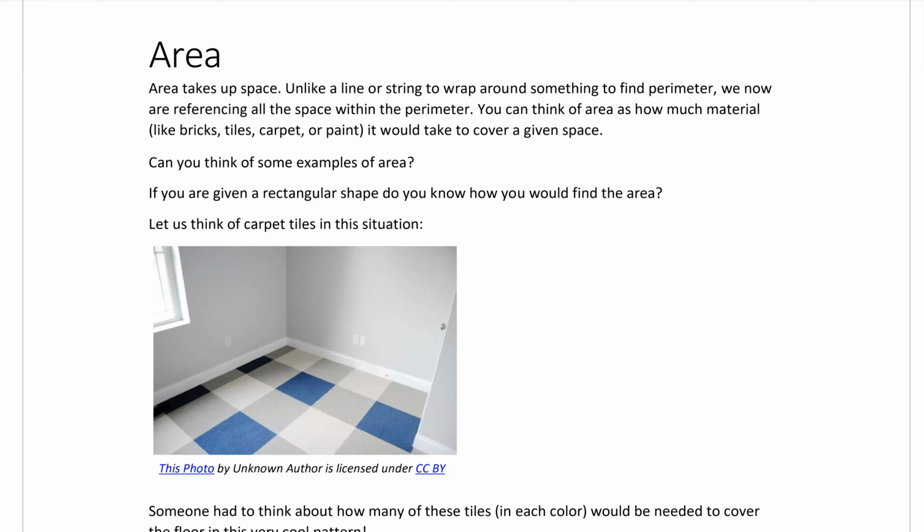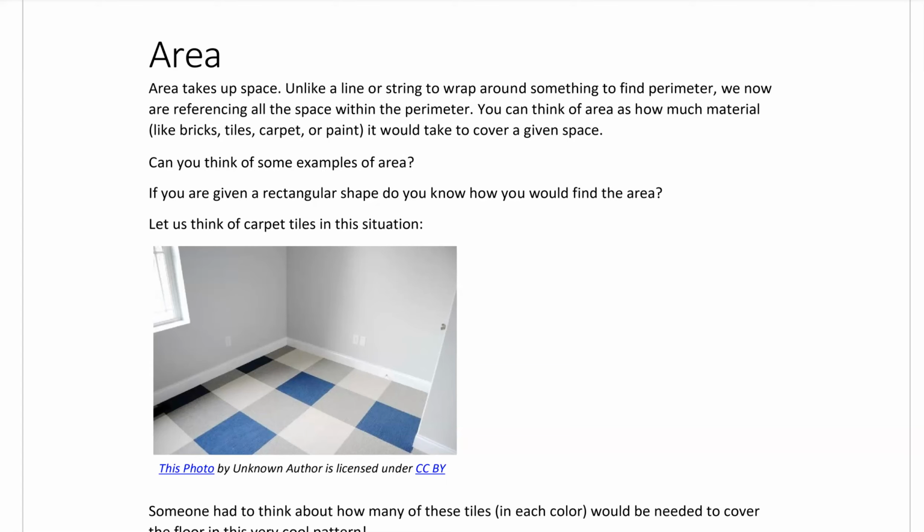Today we're going to be talking about area. Area takes up space. Unlike a line or string to wrap around something to find the perimeter, we now are referencing all the space within the perimeter. You can think of area as how much material, like bricks, tiles, carpet, or paint, it would take to cover a given space. Can you think of some examples of area?